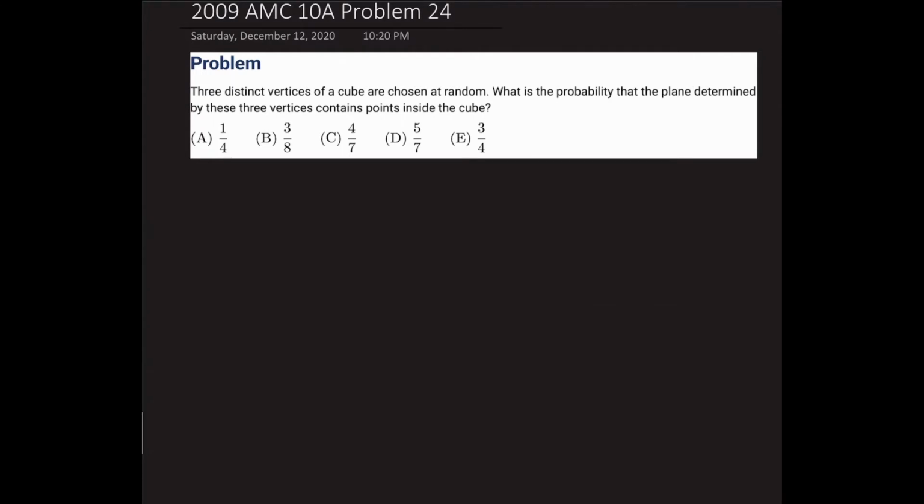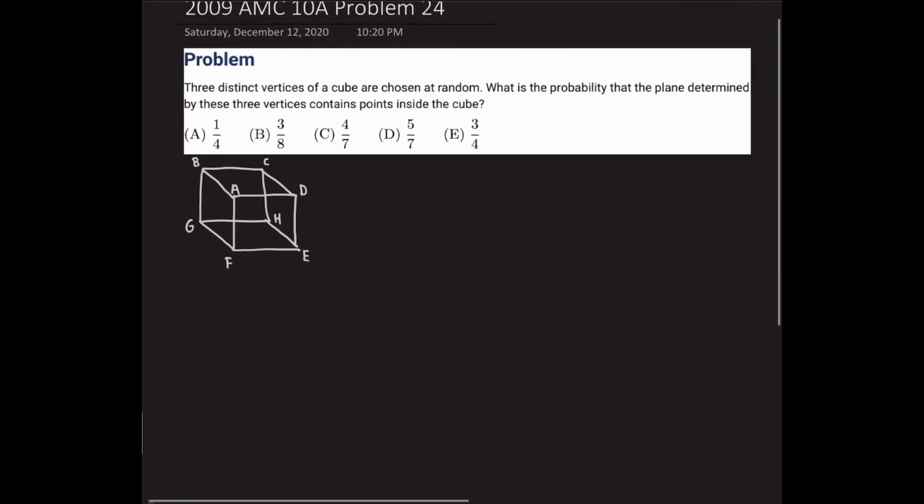So the first step in this problem is to draw out a pretty basic cube. So this is going to be our cube. Okay. And let's label these vertices. So I'm going to call them A, B, C, D, E, F, G, H. So the question's asking for the probability that the 3 vertices we select, if we draw a plane through it, there's going to be some points inside of the cube.